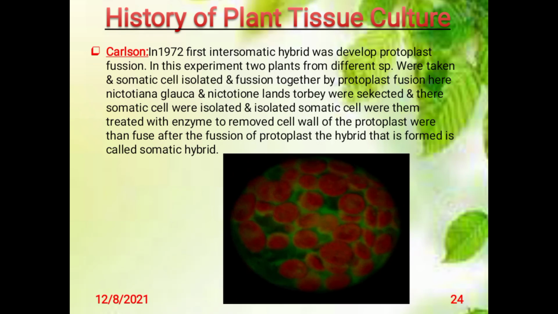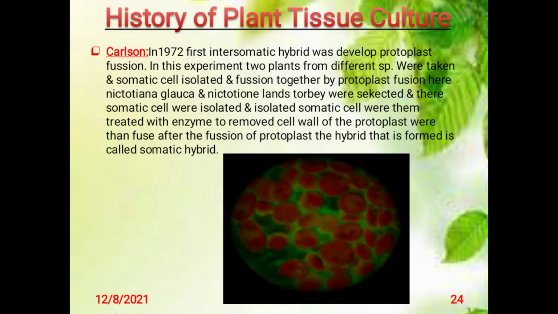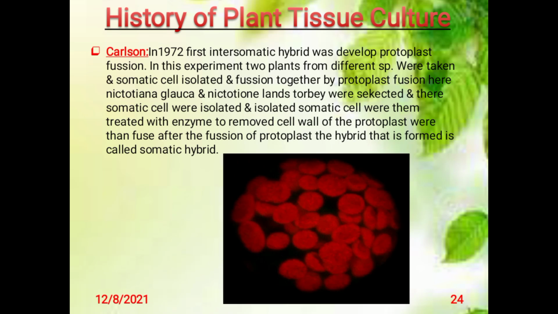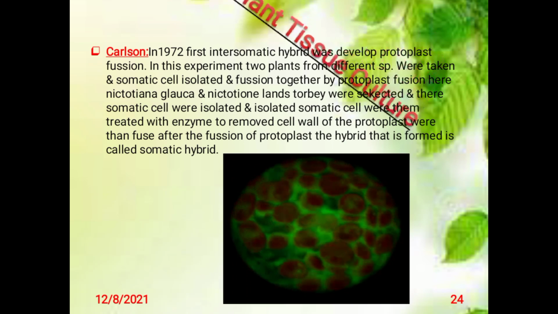In this experiment, two plants from different species were taken and somatic cells were isolated and fused together by protoplast fusion. Here, Nicotiana glauca and Nicotiana langsdorffii were selected, and their somatic cells were isolated, and the isolated somatic cells were then treated with enzyme to remove the cell wall. The protoplasts were then fused. After the fusion of protoplasts, the hybrid that is formed is called a somatic hybrid.